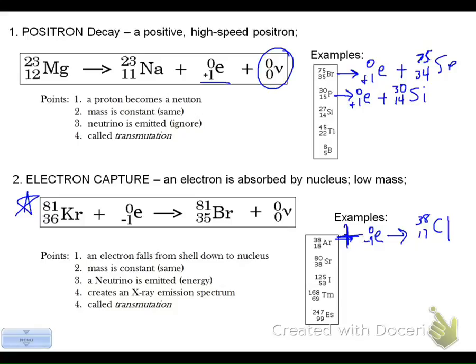All right, let's see if I can do another example and not screw it up. So we have strontium 80. Strontium 80 is going to undergo electron capture. So the electron's on the left-hand side. 80 plus 0 equals 80. 38 plus negative 1 equals 37. And from the periodic table, element number 37 is rubidium.